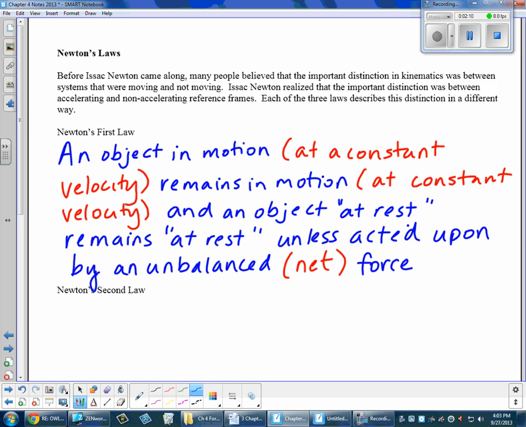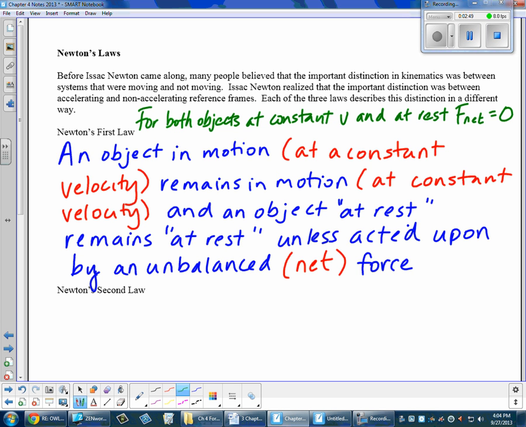So here, notice what he's doing is he's lumping together constant velocity and at rest as similar situations. For both objects moving at constant velocity and objects at rest, the net force is 0. That means all the forces balance out.